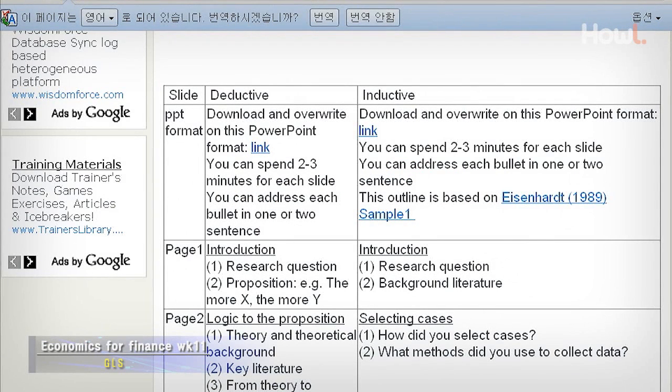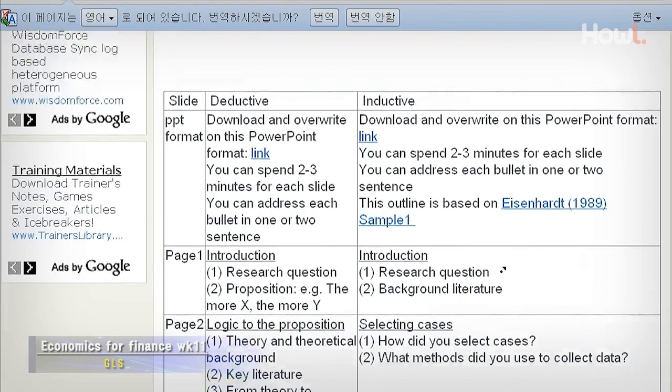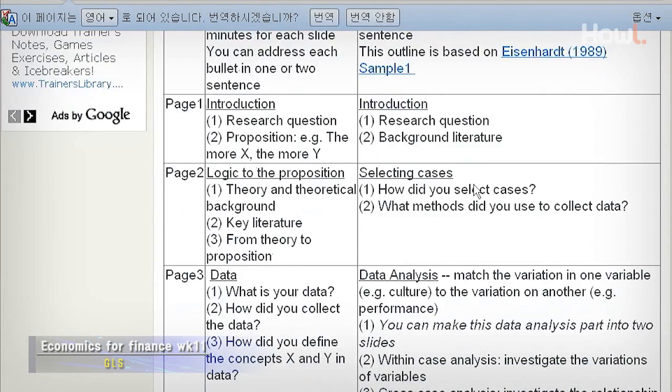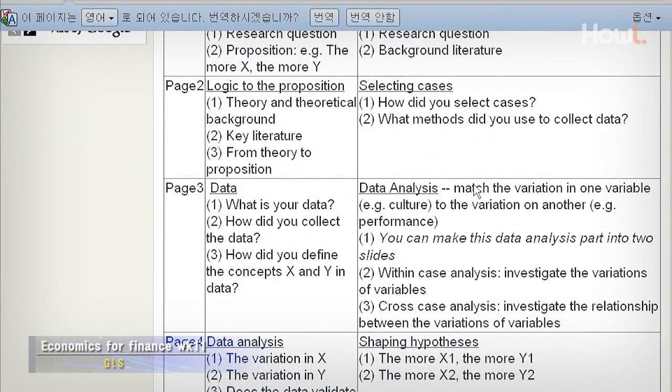Next one is the inductive method. Page number 1 is the same: research question and background literature. Slide number 2, you now have to select the case or data. How did you select the case or data? What method did you use to collect data? Slide number 3 is data analysis. You match the variation in one variable to the variable in another, culture and performance for example.